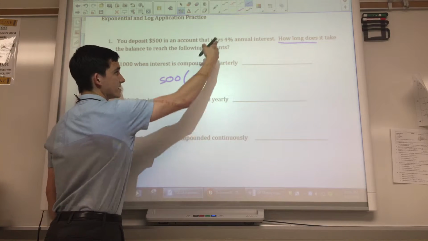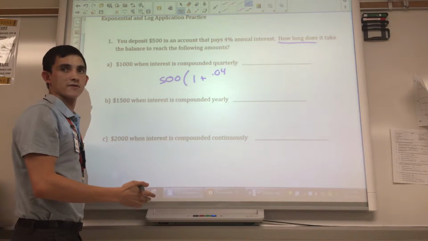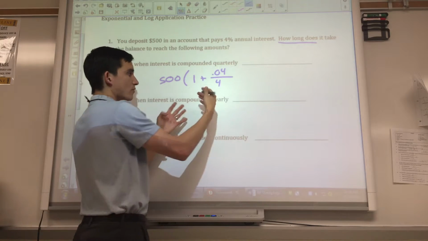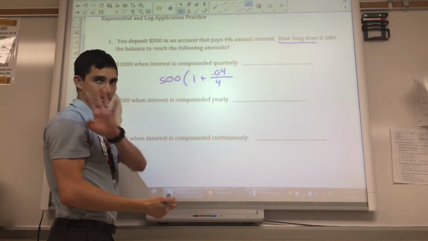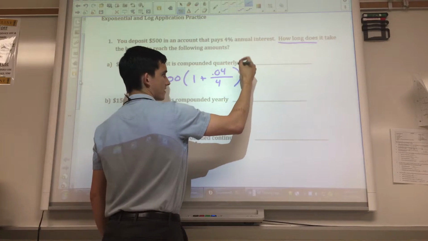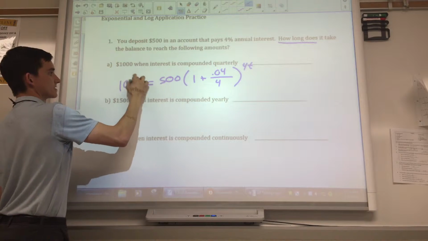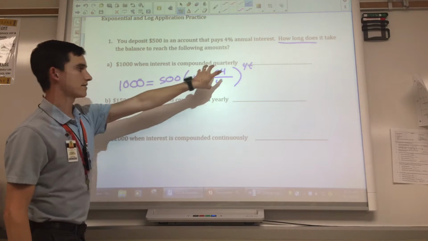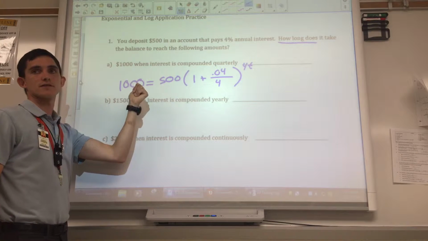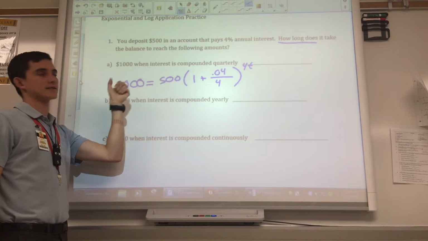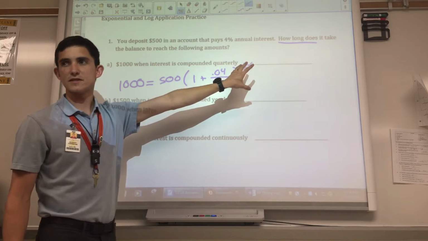So the question is, if I have $500, 1 plus my rate, 4%, but it's compounded quarterly, which is 4 times. So I'm going to take that rate, and for each time I compound, I don't get a full 4%, I get a fourth of 4% because it's going to compound 4 times. Then also raised to the 4t. So how long does it take $500 at that interest rate compounded quarterly to turn into $1,000? How much time? And you see how the time is in the exponent?